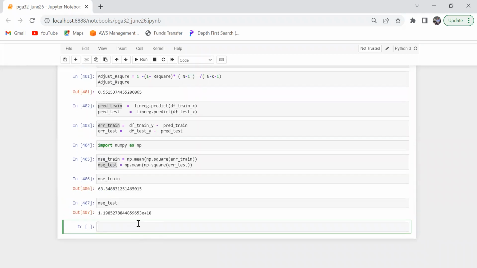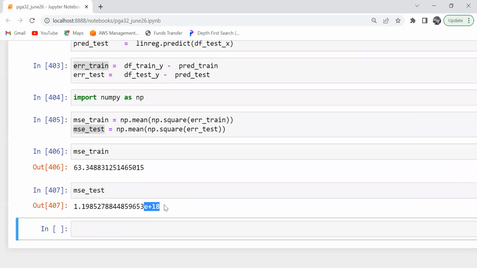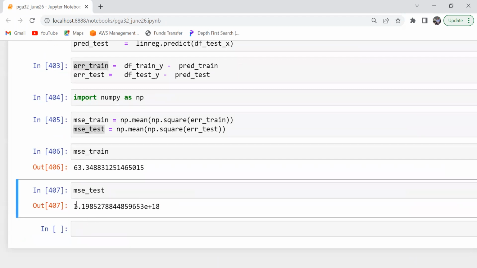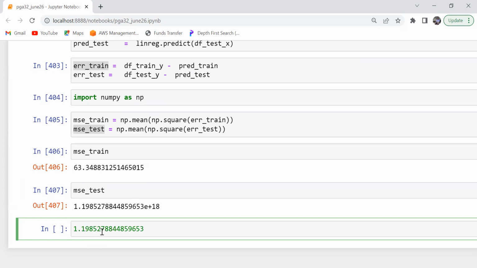MSE test. Can you notice MSE test is E plus 18? E plus 18 means the number is something like this. If you remove the 1 from here, then 1 2 3 4 5 6 7 8 10 11 12 13 14 15 16 17 digits. So this is your MSE.